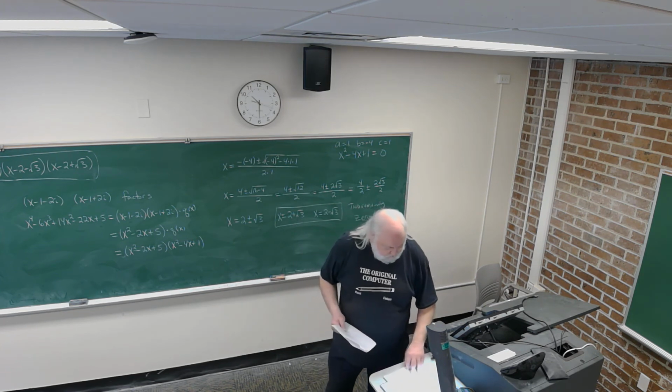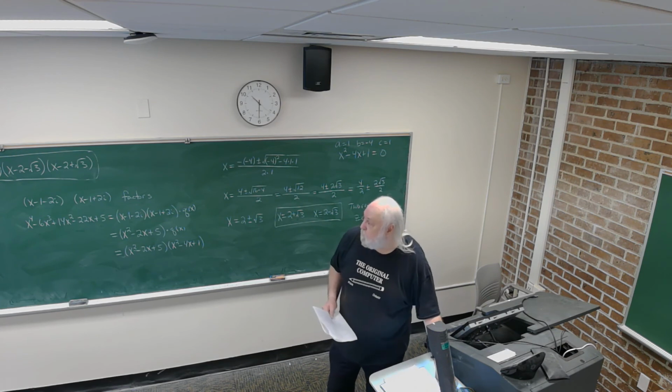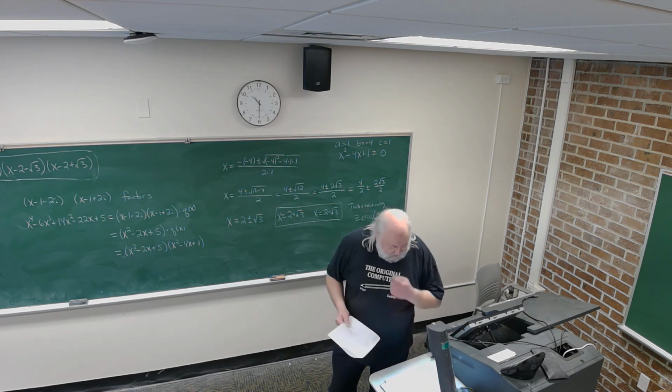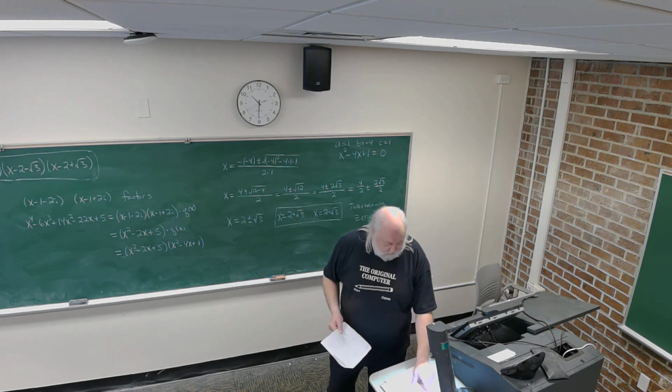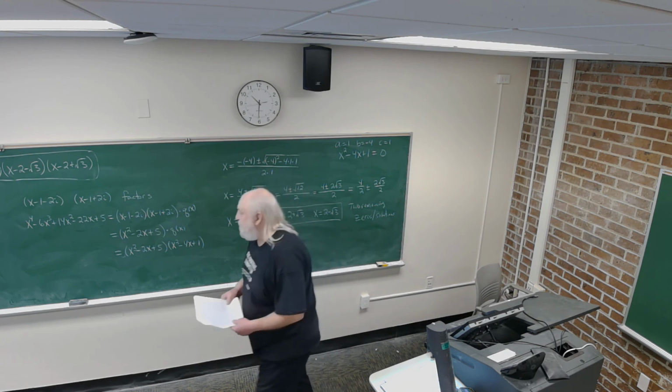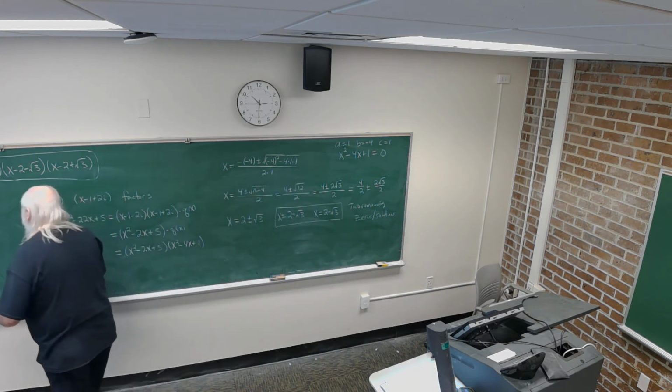Last one, example 10. Verify that x equals 1/3 and x equals 3/2 are zeros of the polynomial function. Find all other zeros and give the complete factorization of f of x. So again, it's a 4th degree polynomial, so we're expecting 4 zeros, and we're given 2 of them. So we've got to find the remaining 2.